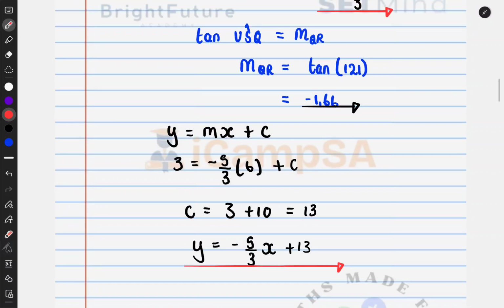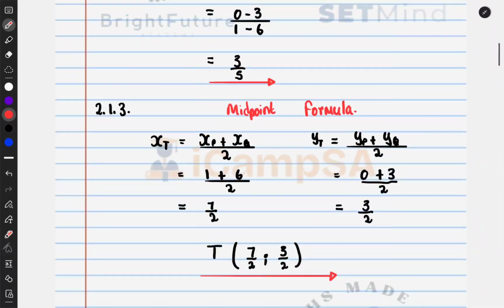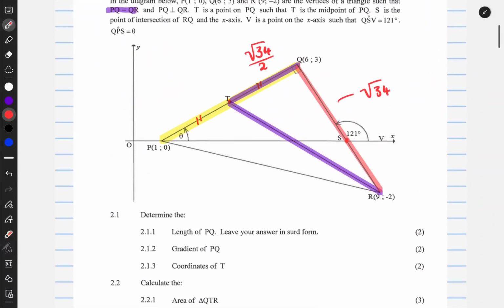And then we are not done, because we are looking for the coordinates of S, and we know that S is the x-intercept of that line QR. Where the line intersects the x-axis, we know that our y is going to be equal to 0.